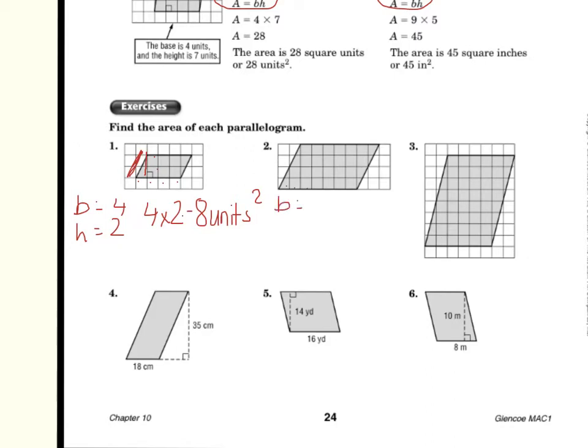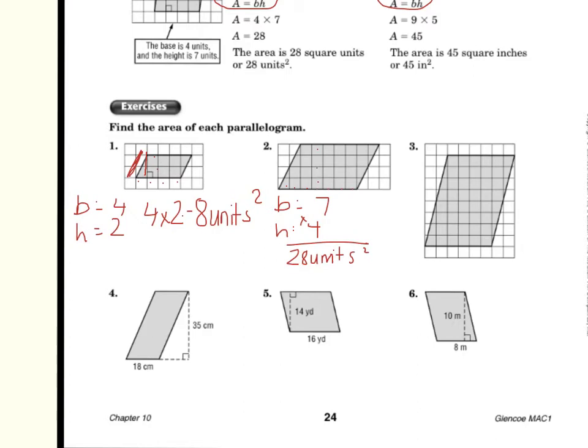Number 2, how long is the base? 1, 2, 3, 4, 5, 6, 7 squares long. And tall, 1, 2, 3, 4. The height is 4, so 7 times 4 is 28 square units. Remember, we're not measuring the distance, we're measuring how many squares cover it.